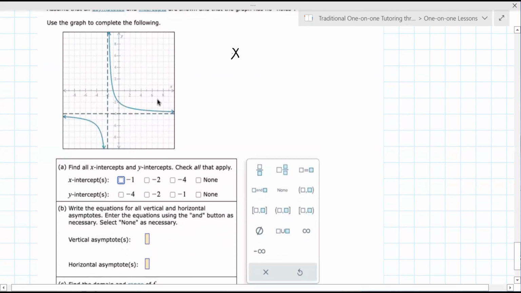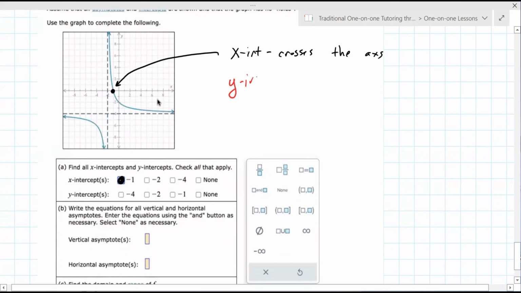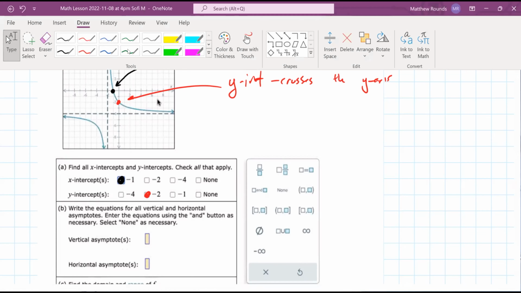So as a reminder, x-intercepts are where it crosses the x-axis or touches, but most of the time we're looking for that. So there's one right there. It wants the x coordinate, which is at -1. Now let me switch colors here. The y-intercept is where it crosses the y-axis, so it's -2. Now, this is important: there's only ever one y-intercept. There could be more than one x-intercept.